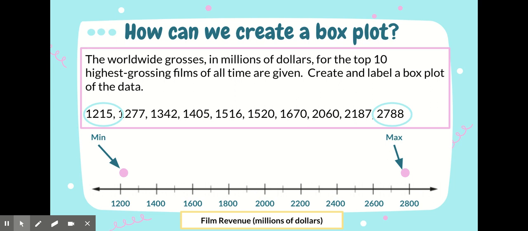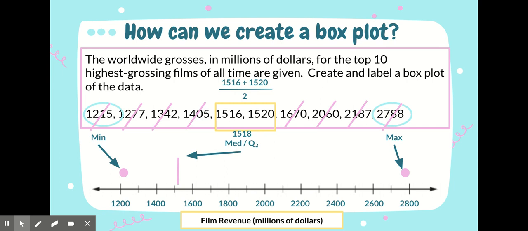To find our median, we're going to do what we did last time, making sure all of our data points are in order from lowest to highest. Now we're going to cross them out. So going from the outside in, I notice I have two middle values. So to find the median, when we have two middle values, we find the average of the two. So we add them up and divide by 2, which gives us a median of 1518. And median and quartile 2 are the same thing. So I'm going to go ahead and put a vertical line at 1518.